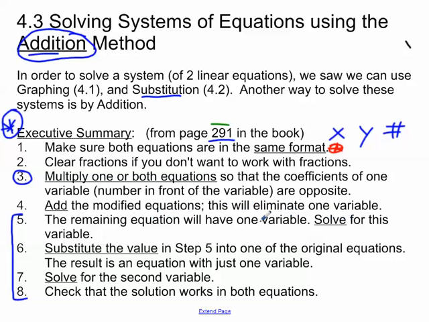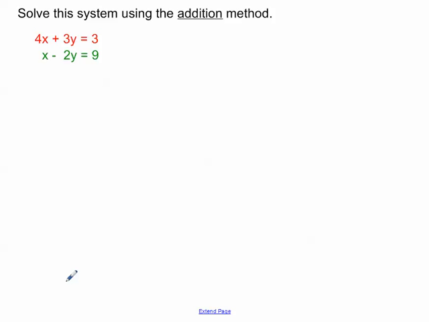Steps 5, 6, 7, 8 are just like the substitution method, where you have one remaining equation with one variable. Solve for the variable, give me a number, x equals some number, y equals some number. When you get that, go to step 6, substitute that value into one of the original equations, and the result is an equation with just one variable. Solve that equation for the second variable and tell me what the other variable is equal to, and then you've got a solution and you can check. Alright, so there's the executive summary.